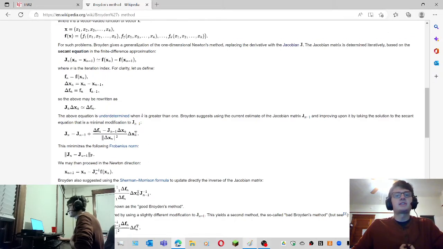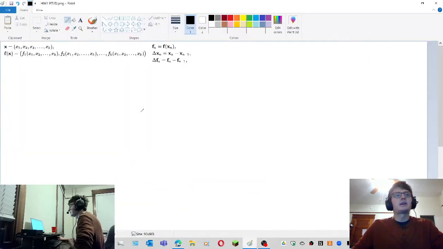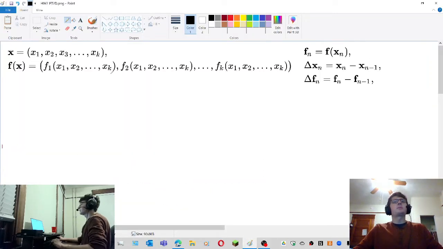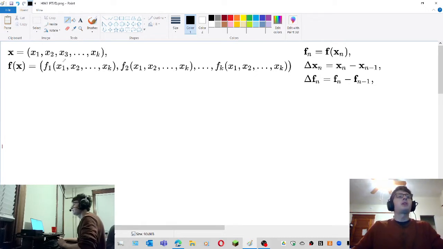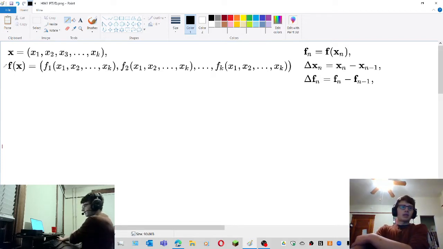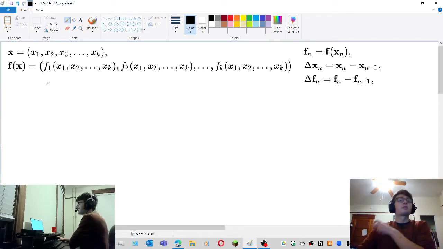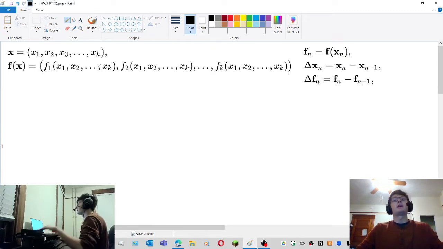I copy-pasted some of the definitions from Wikipedia into this paint file, but really all I'm saying is I have some independent variable x, composed of a bunch of values x sub 1 up to x sub k. And then I also have a function f, which is composed of a bunch of other functions, up to function k, that are in terms of all the different independent variables x.